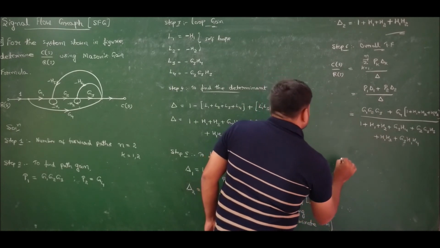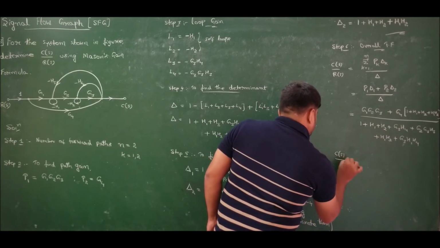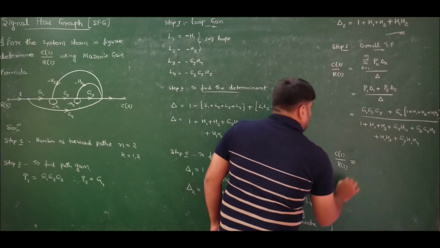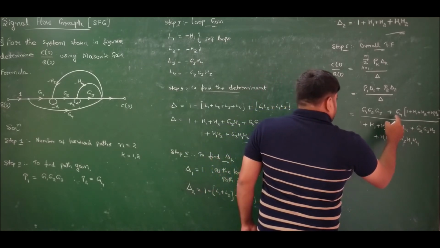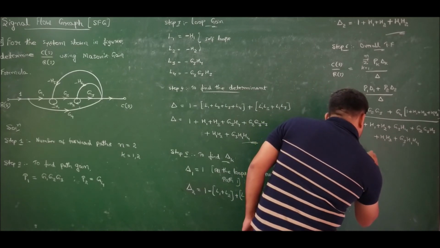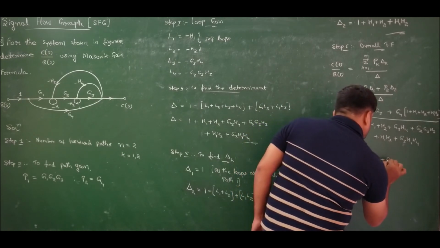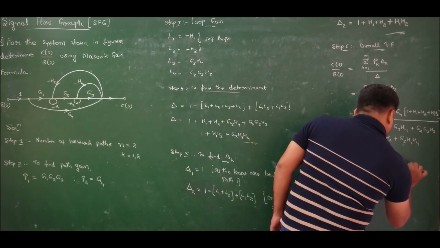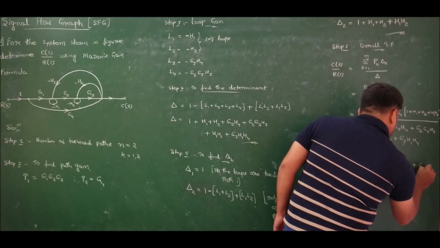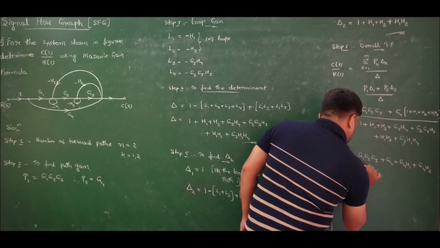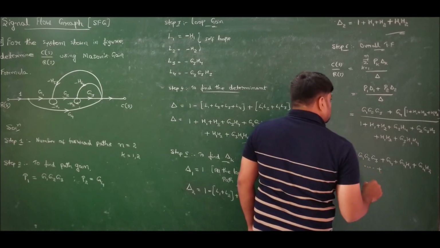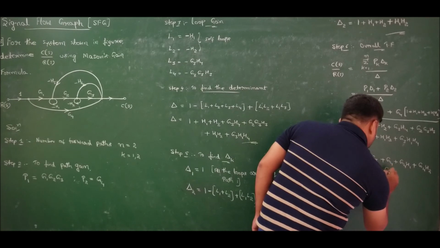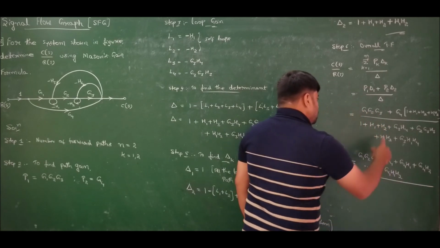So if I rearrange and write the overall transfer function for this problem, I will get C of s by R of s as G1 G2 G3 plus G4 plus G4 H1 plus G4 H2 plus G4 H1 H2, whole divided by delta.